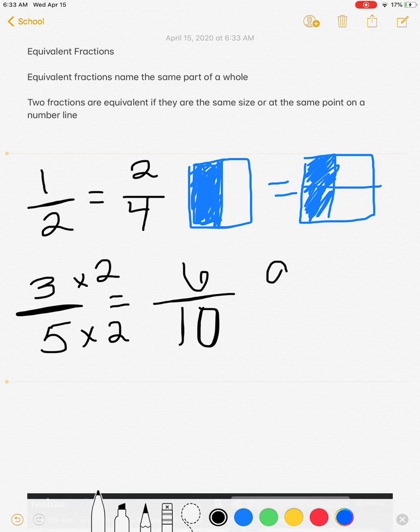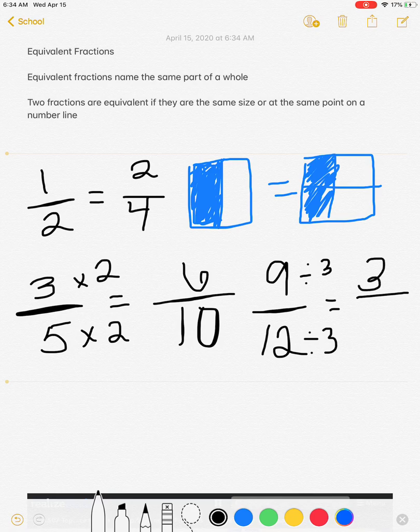Let's do 9/12. This time, instead of multiplying, we need to find something that they can both divide by. These can both be divided by 3. 9 divided by 3 is 3. 12 divided by 3 is 4. So 9/12 is equal to 3/4.